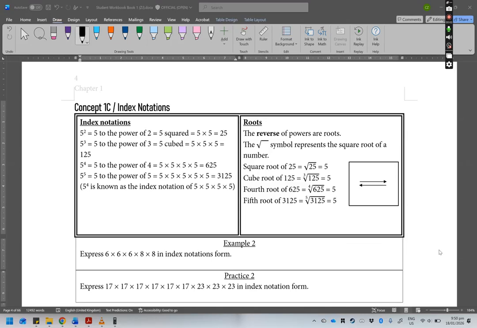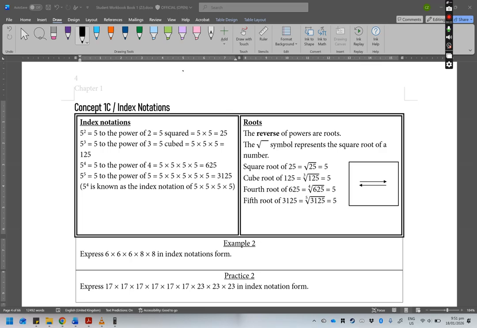Okay, so in part 1C, we look at index notation. Index notation is important because it provides a clear and systematic way to represent repeated multiplication. Okay, so how do we do this?